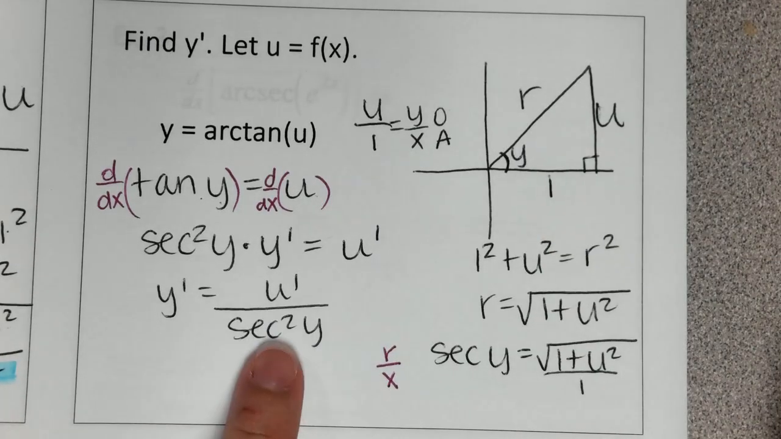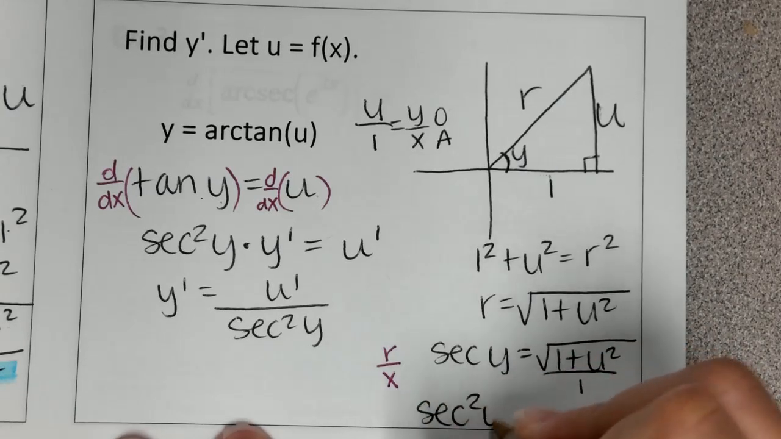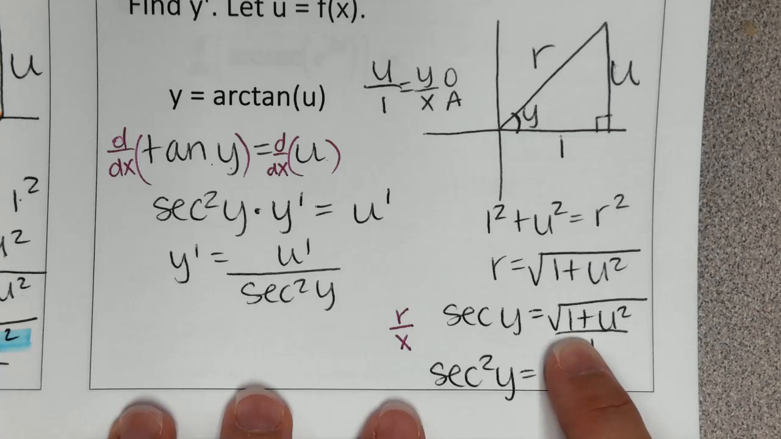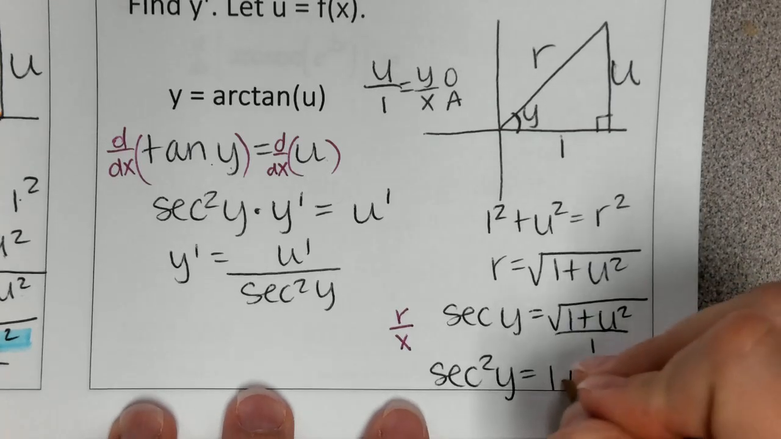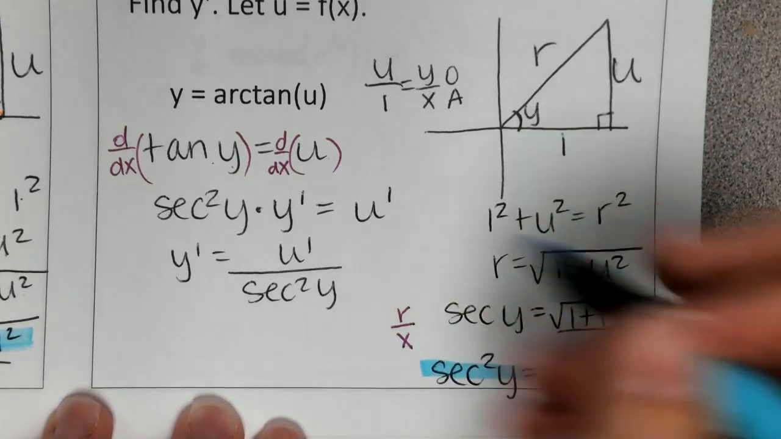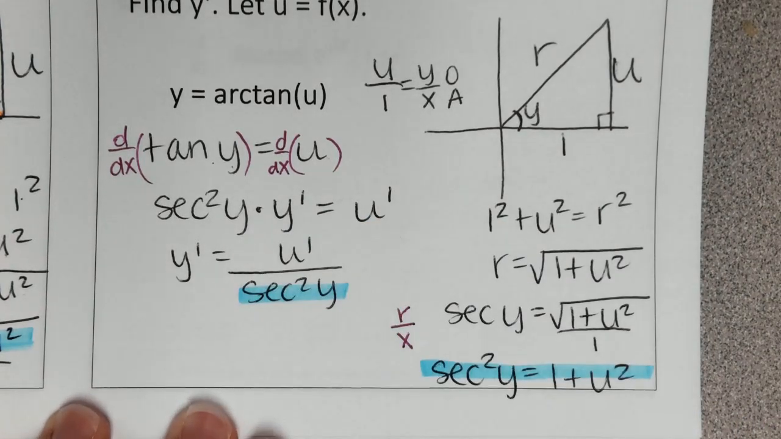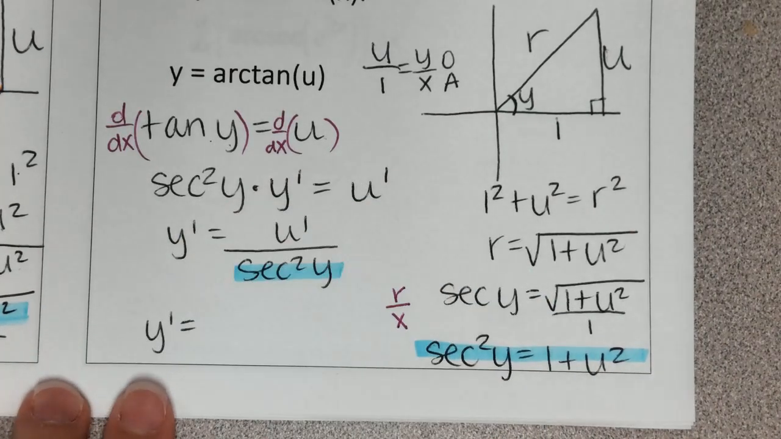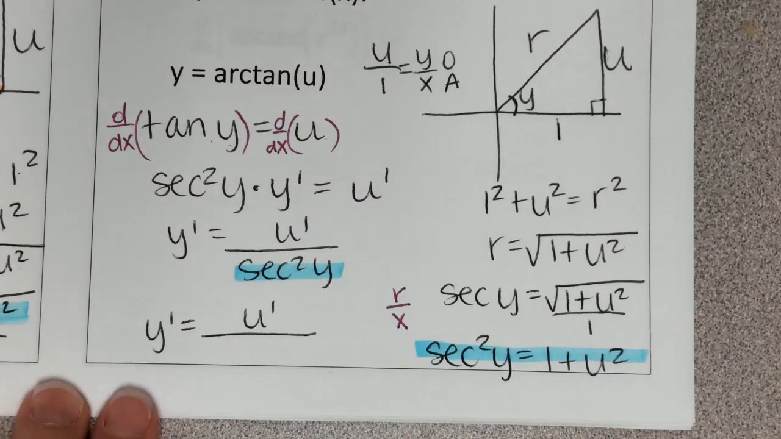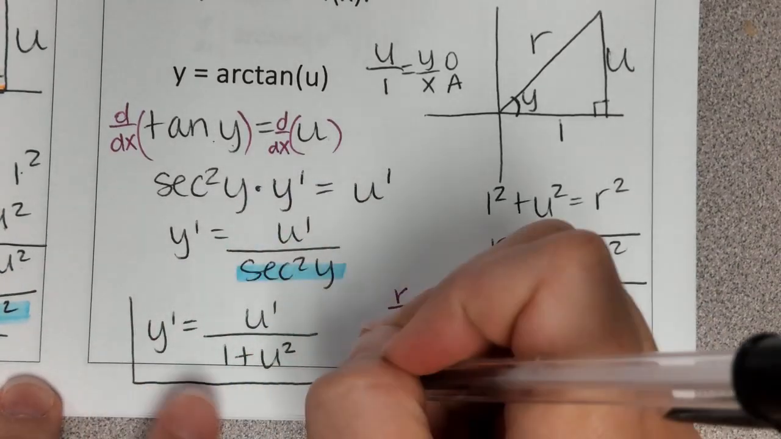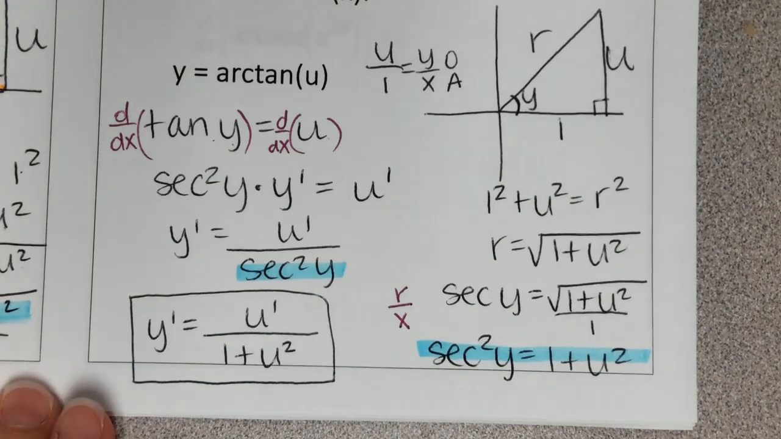Okay, now we need to square it. So secant squared y would be this whole thing squared. Y'all tell me, what is the square root of 1 plus u squared squared? 1 plus u squared. It's just 1 plus u squared. This is getting substituted in here. So now my y prime is written only in terms of u, and there are no y's in there. Cool. So y prime is going to equal u prime over 1 plus u squared. This is the derivative of arctangent.